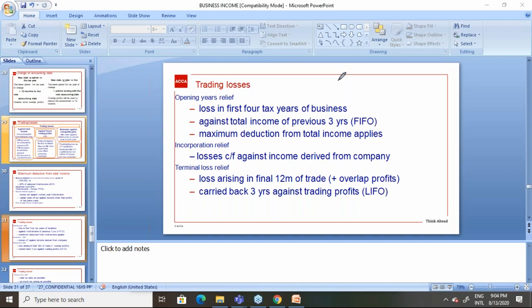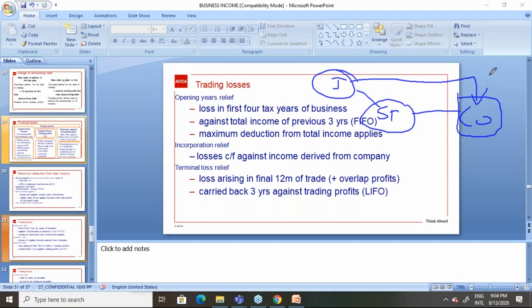Say, I is a sole trader, who is the owner of the business, sole trader. Now this business is converted into a company, and the owner now becomes a shareholder of this company. Company and the shareholder are two different persons for the purpose of taxation.